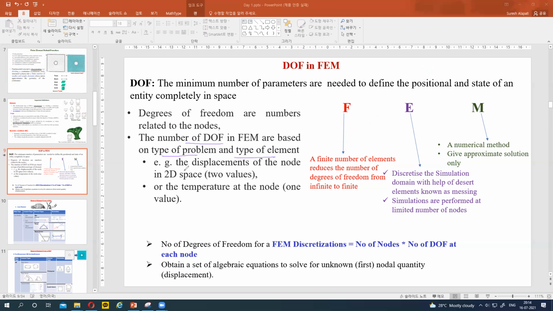So the displacement of a node in 2D space is 2 values, while the temperature at a node is just 1 value. Generally, the number of degrees of freedom for an FEM discretization is the number of nodes multiplied by the number of degrees of freedom at each node. The degrees of freedom at each node depend on the problem and the element, and we have to solve for that number of degrees of freedom.